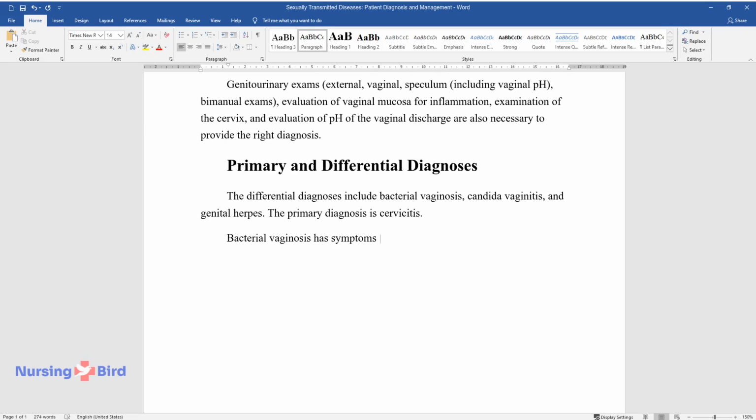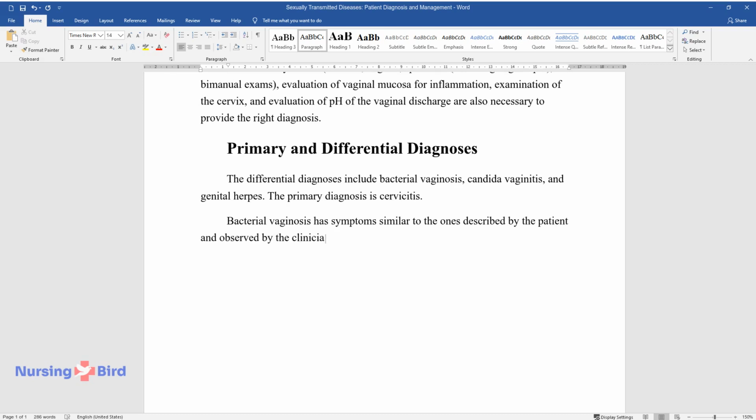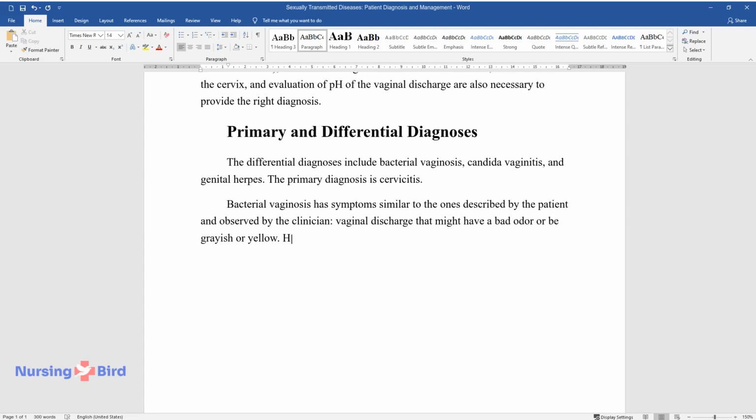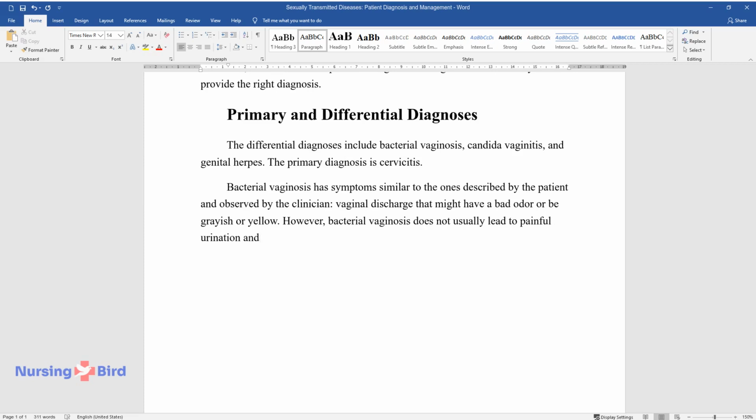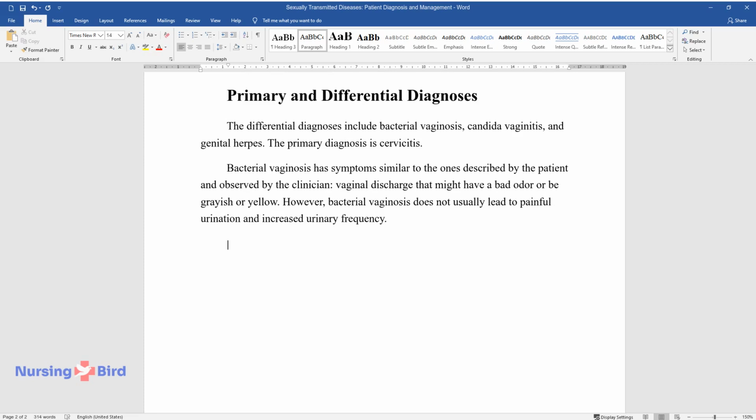Bacterial vaginosis has symptoms similar to the ones described by the patient and observed by the clinician, vaginal discharge that might have a bad odor or be grayish or yellow. However, bacterial vaginosis does not usually lead to painful urination and increased urinary frequency.